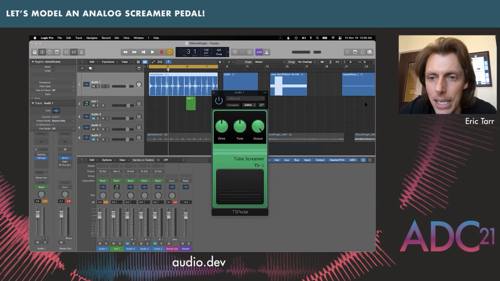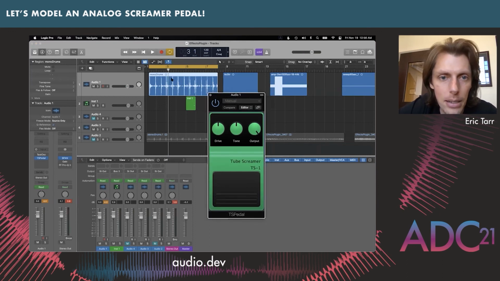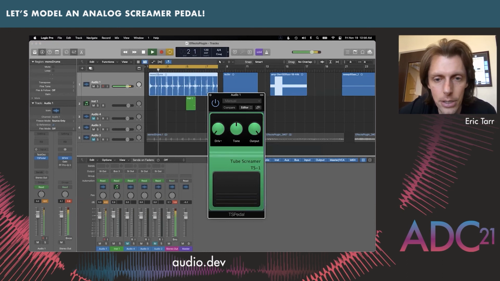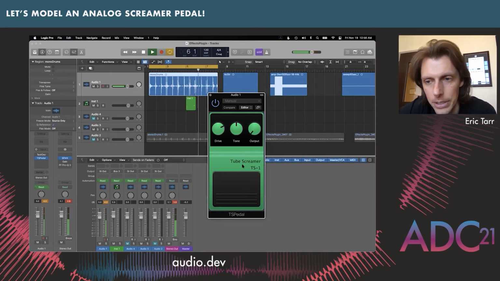So let me experiment with some of the settings. Here's the drive. Turn down the output.